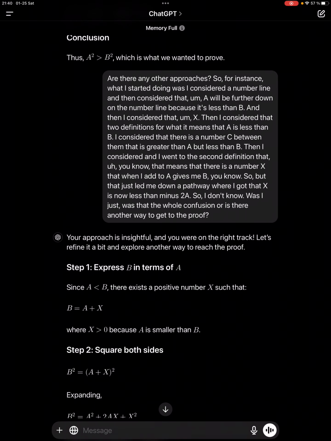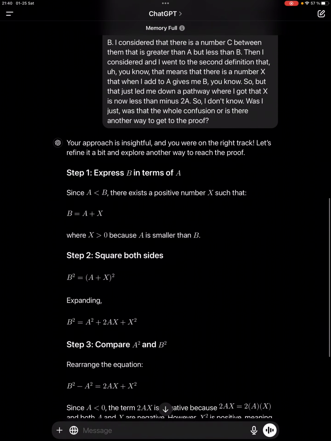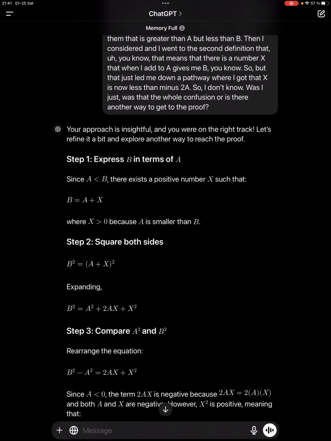Let's refine it a bit and explore another way to reach the proof. So it says that since there exists a positive number, x must be a positive number. Yes, x must be a positive number, and that is what we got actually, that x was a positive number when we did that. Where x is greater than 0, so we had b. Yes, we also had this in our notes, where x is greater than 0, that is because a is smaller.